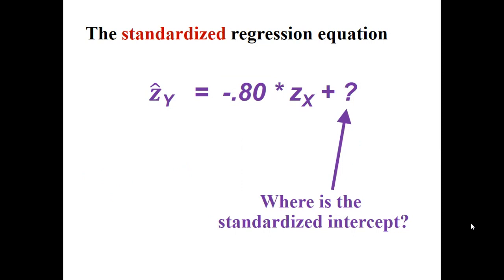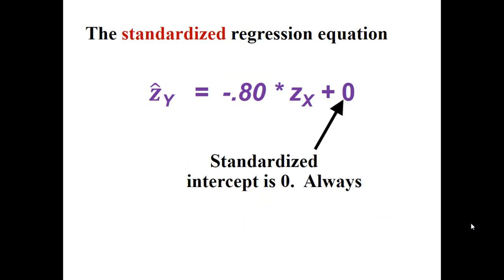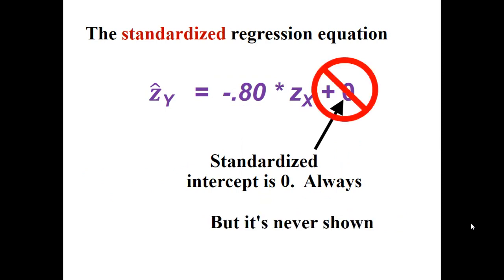Now I know what you're going to ask next. What is the standardized intercept? Why isn't there any there? In a standardized regression equation, the standardized intercept is 0. Always. And we'll learn more about that as we go along, but it's always 0. But it's never shown because it's unnecessary.